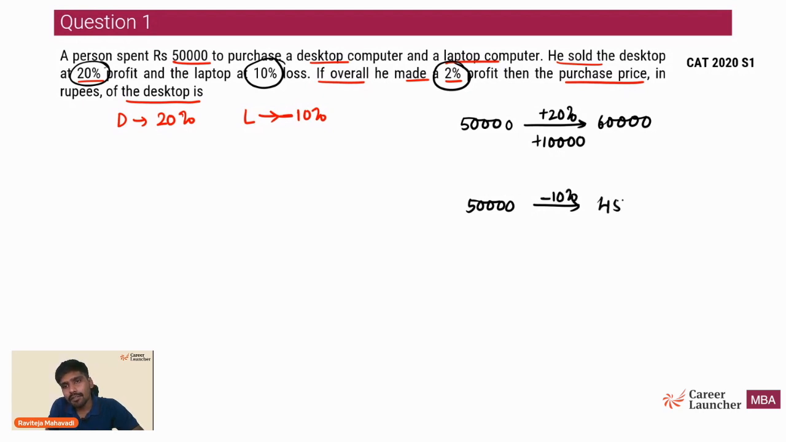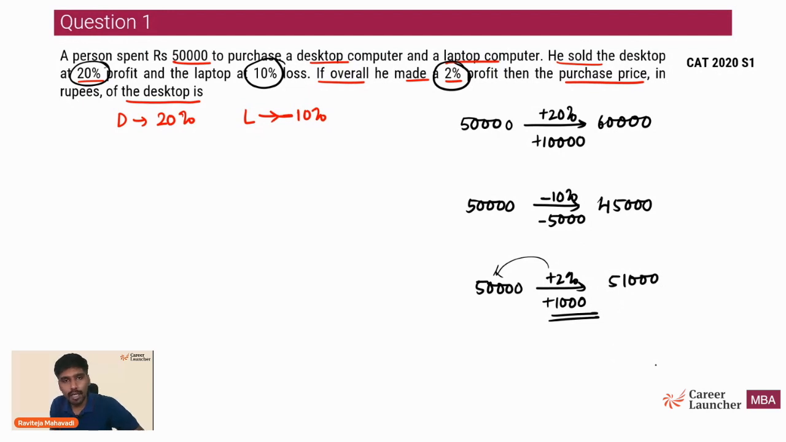That means you would have sold it at 45,000 rupees, and you would have made a loss of 5,000. But in the question, it is being said that overall, you made a 2% profit. 2% profit over 50,000 would mean an addition of 1,000. So your profit is actually 1,000, and your final selling price would have been 51,000 of both items combined, right?